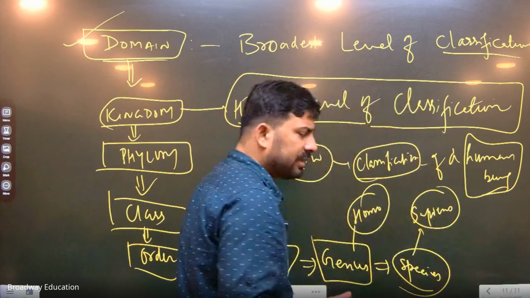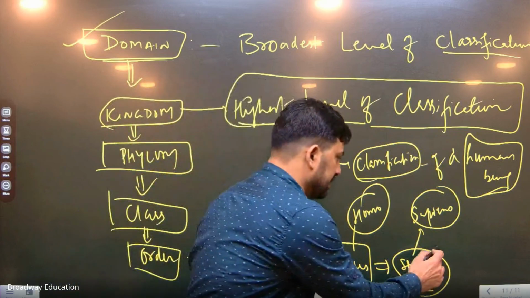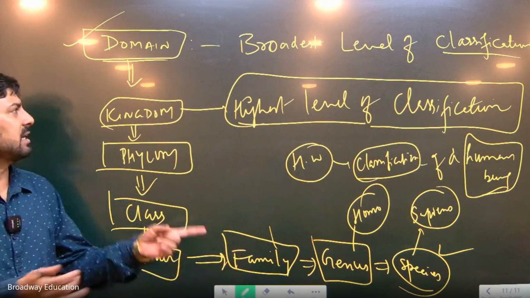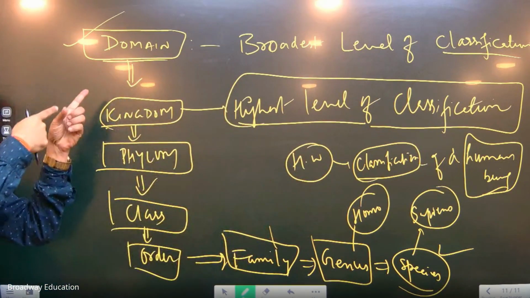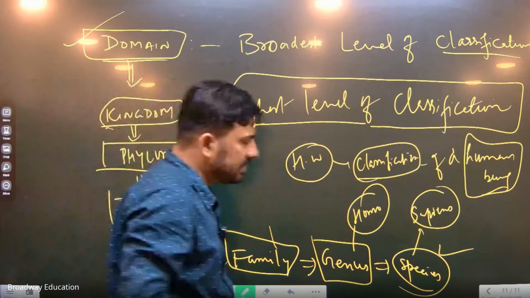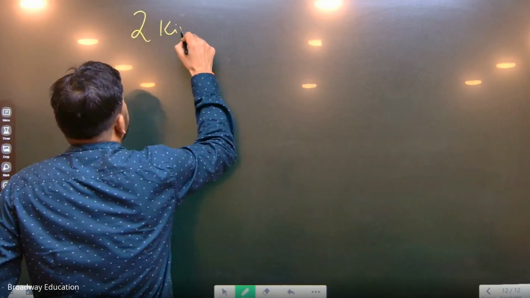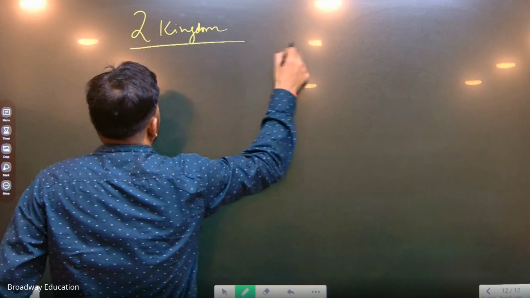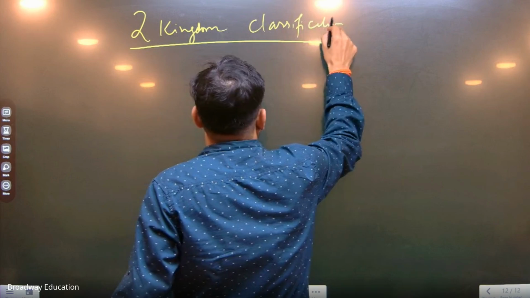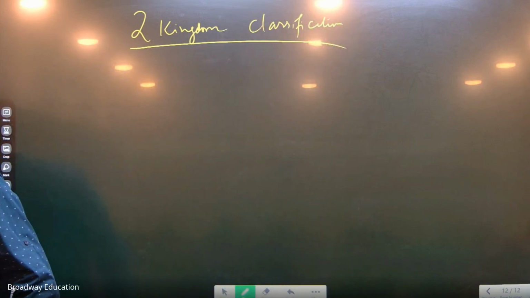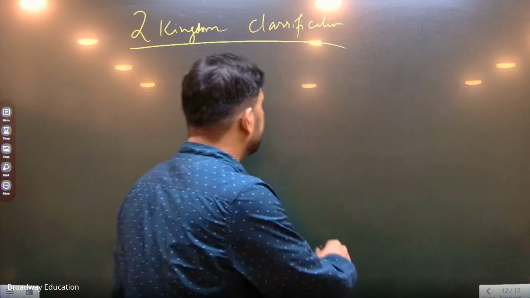Now, if they ask me in the exam, which is the smallest level of classification, what should be the answer? Species. The highest level of classification, what should be the answer? Kingdom. If they ask you the broadest level of classification, domain. Crystal clear? Now let's move ahead. First one, two kingdom classification. This was propounded by Carl Linnaeus. Two kingdom classification was propounded by Carl Linnaeus.